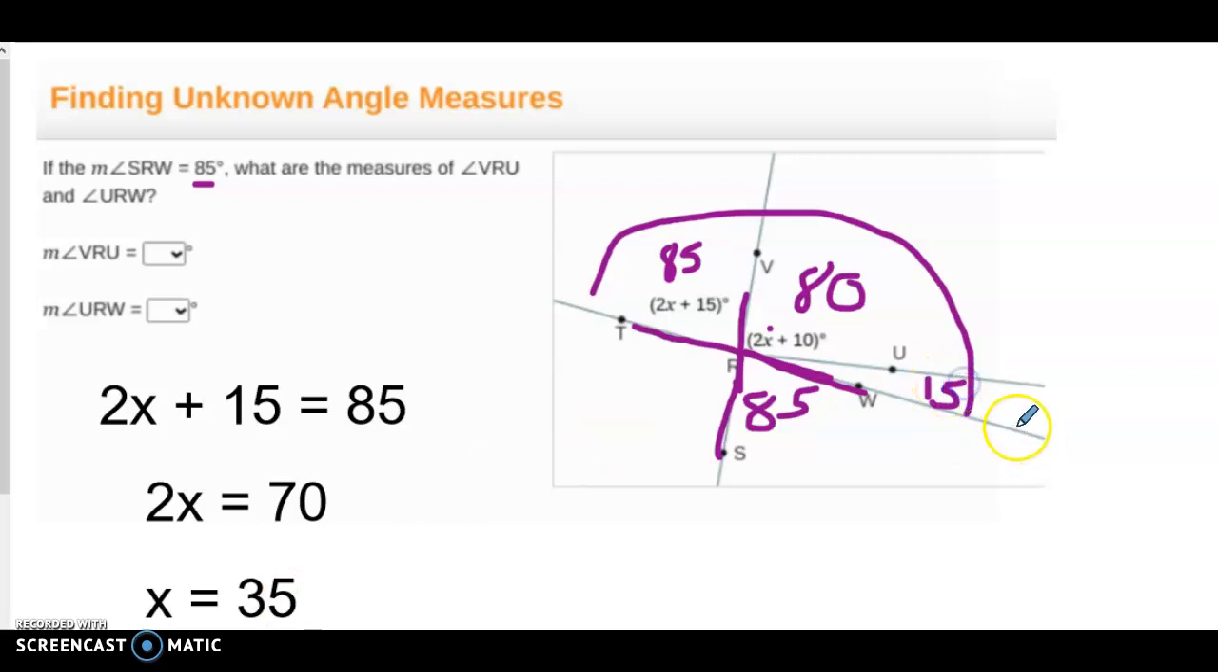Let's make that 15 a little better. All right, so now we're looking for the measurement of angle VRU. Here's V, here's RU. So there's your 80. And URW, URW right here is going to be 15. Hope this helps you with that problem a little bit.